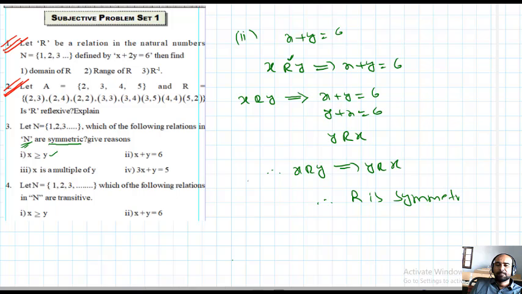Students, important, I explained this problem in two ways. First one is the general method, finding ordered pairs. Second one is the theoretical method. X related to y should give y related to x. X related to y means this. What you want is y related to x, which according to this problem means y plus x should be 6. So x plus y equal to 6 is automatically y plus x equal to 6 only. That means x related to y gives y related to x, therefore R is symmetric.